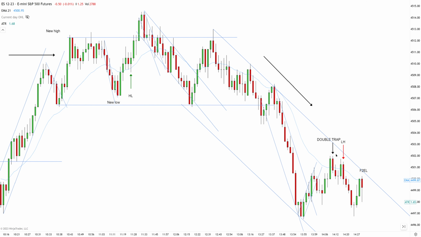We have a failed second entry long, counting from the highest high of the correction. Okay, this is the highest high of this correction. First entry long, pullback, second entry long, failure. Why are we counting for a second entry long? We're counting for the second entry long to fail because the trend is down. We're not only looking for two-legged pullbacks to sell, but failed two-legged pullbacks to go long, that the bulls are going to get trapped on.